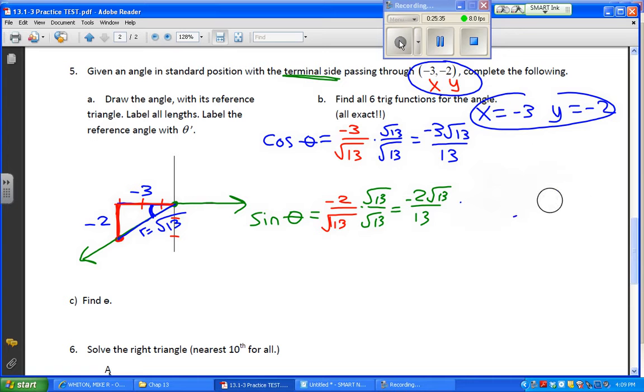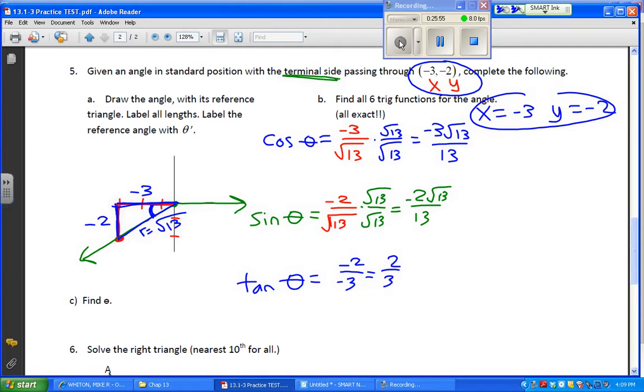Okay, tangent, the tangent of our angle, y over x. Opposite over adjacent, y over x. Tangent of the angle is negative 2 over negative 3, which is actually just equal to positive 2 over positive 3.